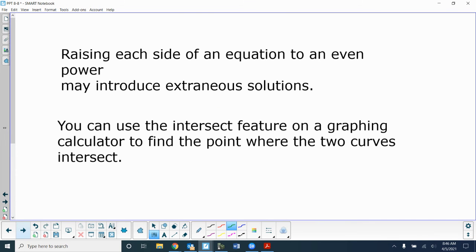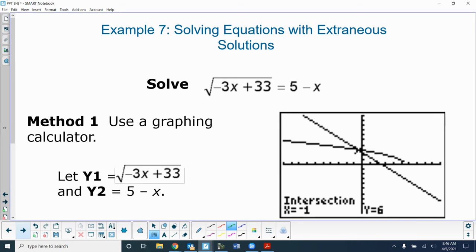All right. Raising each side of an equation to an even power may introduce extraneous solutions. What are those again? Doesn't work, right? When you plug it in, doesn't work, right? You can use the intersect feature on a graphing calculator to find the point where the 2 curves intersect if you want. Okay? So, using the calculator, they go to the what? What's that say? Y equals, right? You guys know where that is on your calculator, right?